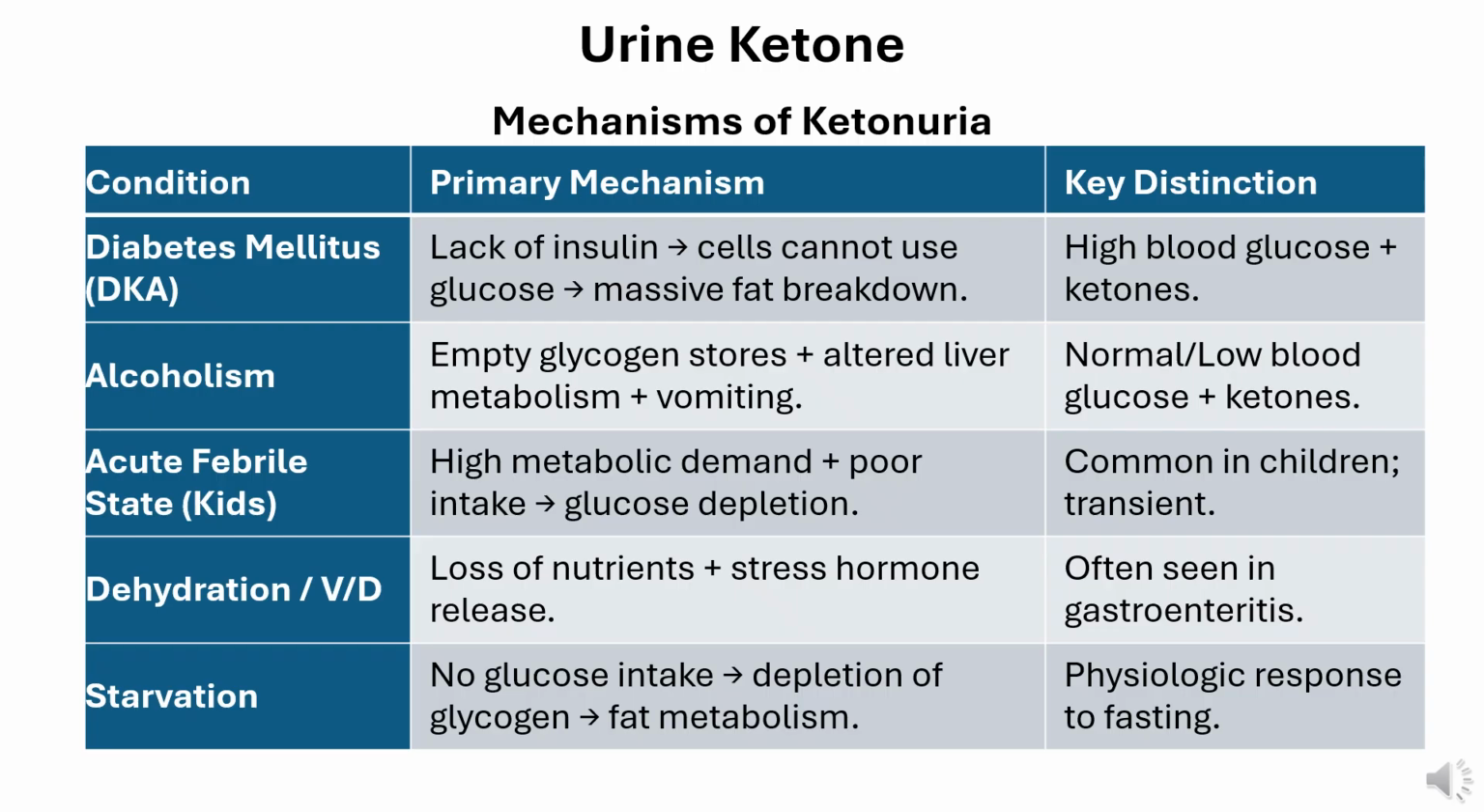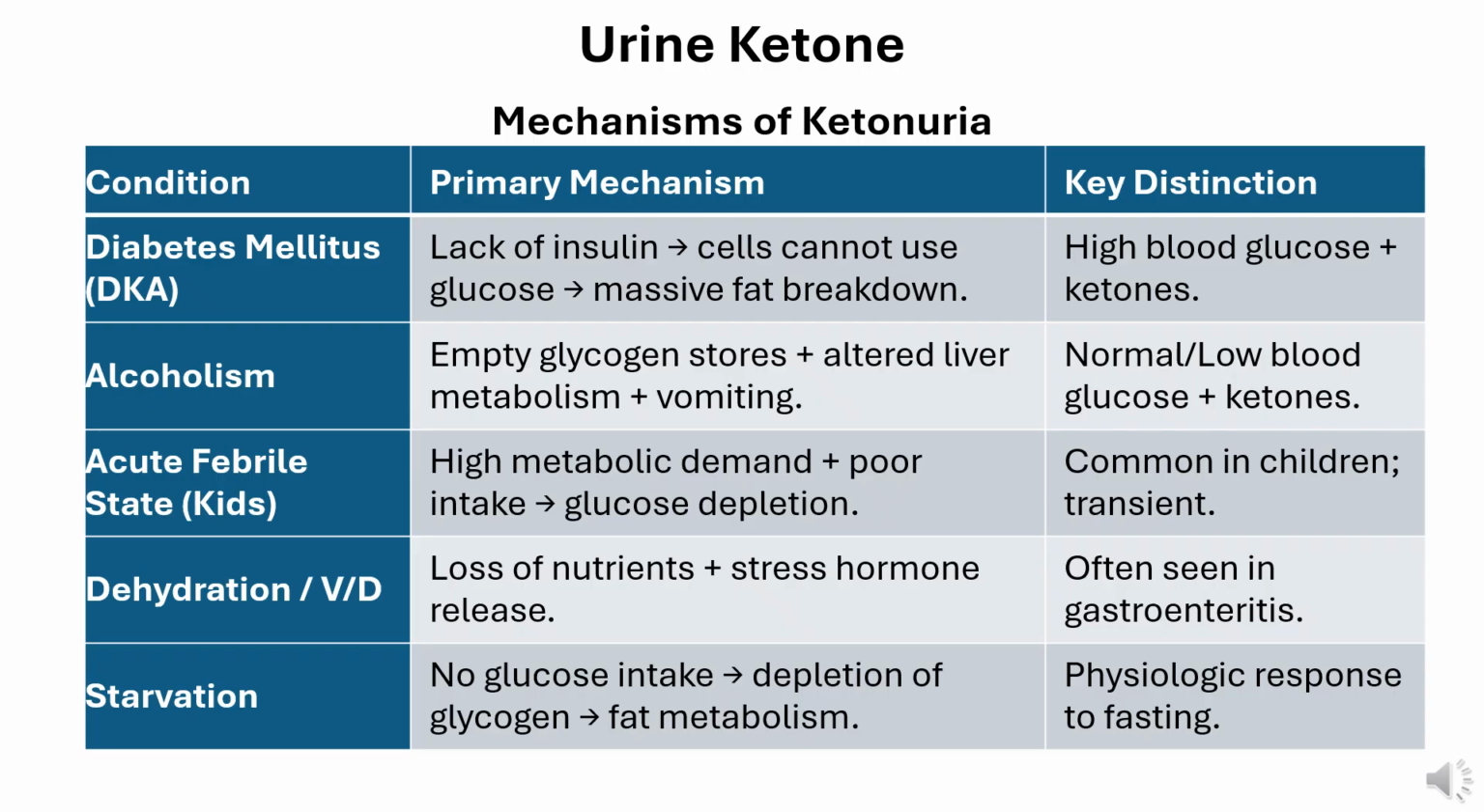Ketonuria always means the body is relying on fat because there isn't enough glucose available, due to starvation, fasting, illness with poor intake, or, in diabetes, no usable insulin. In a diabetic patient, ketonuria plus hyperglycemia equals DKA until proven otherwise. 1. Diabetes mellitus, DKA, is the most critical cause. Ketonuria in a diabetic patient is a medical emergency until proven otherwise.